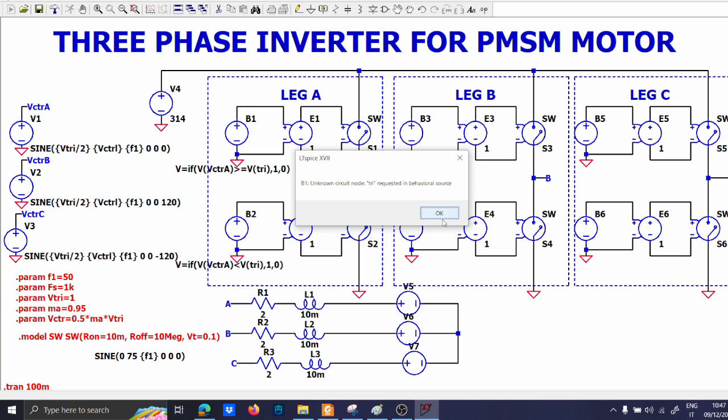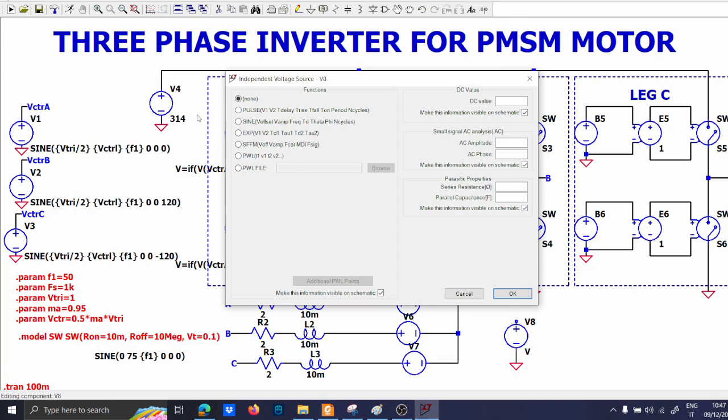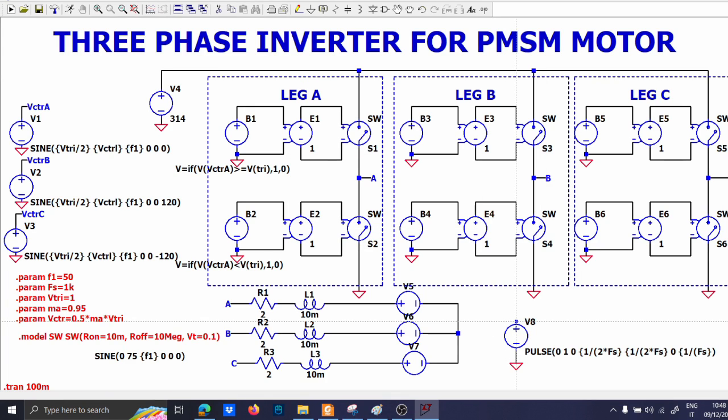Okay. I've done everything, but what I missed was the triangular waveform. So I'm very, very dumb. I forgot the triangular waveform. So let's look at the triangular waveform as a pulse. The initial voltage is 0, the peak is 1, delay is 0, and the rise time is 1 over 2 times the switching frequency. These values are not random, okay? And T-on is 0. And the period is 1 over Fs. This is not a random statement.